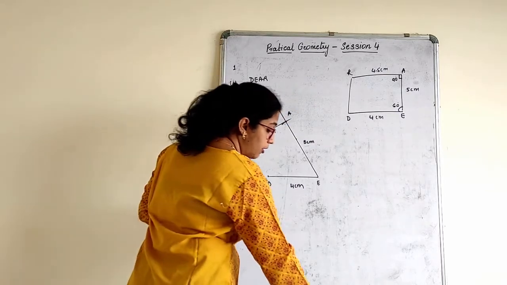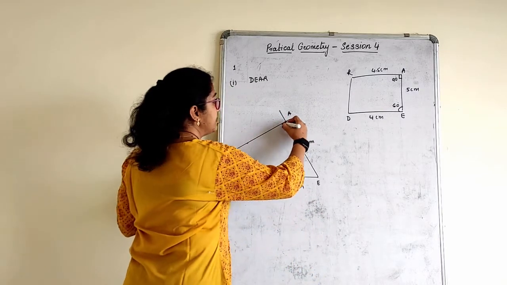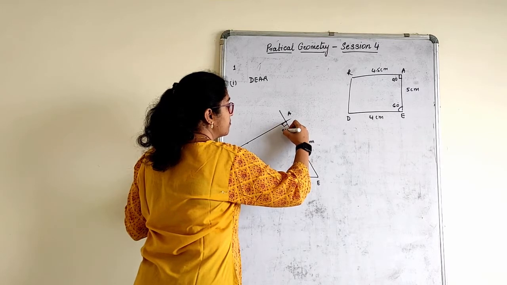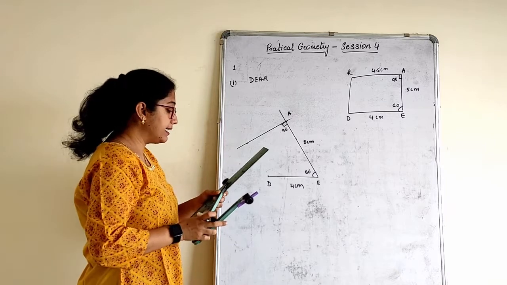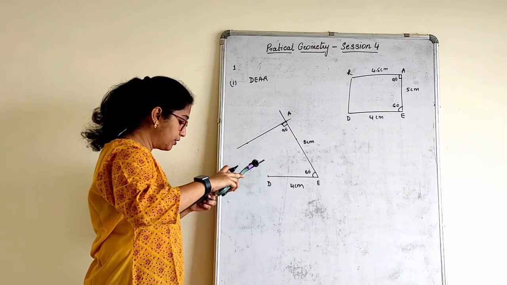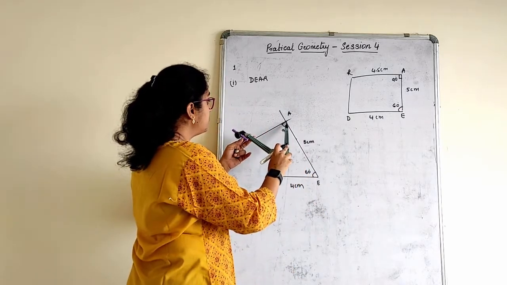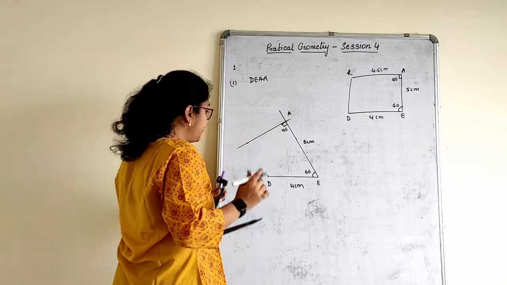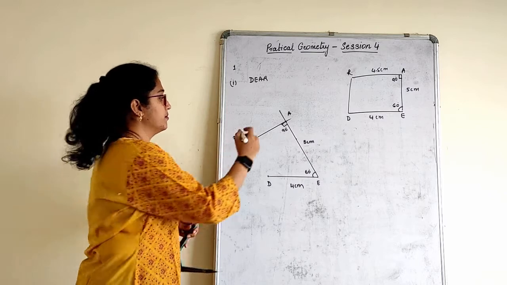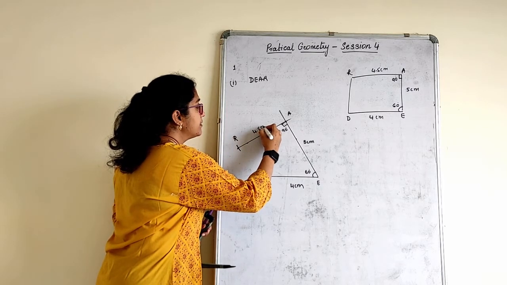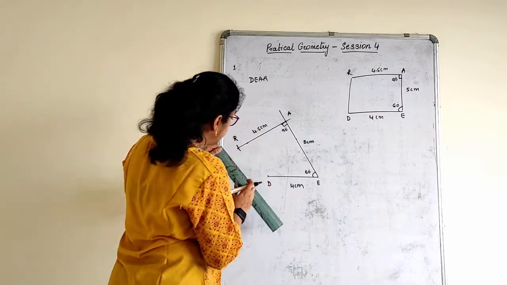What is that measurement? 4.5. This is 90. Okay. This is 60. 90 I have marked. That 90 degree measures 4.5. So keep your compass and cut it for 4.5. It cuts here. So this is the point R, 4.5 centimeter. Now, do you know the point of intersection of R, where it is?